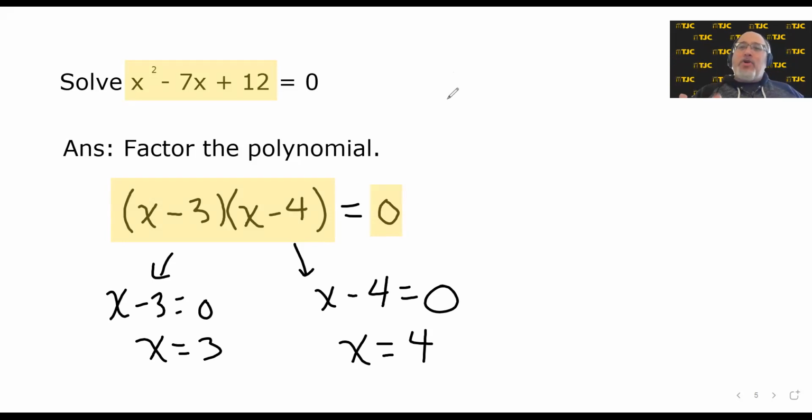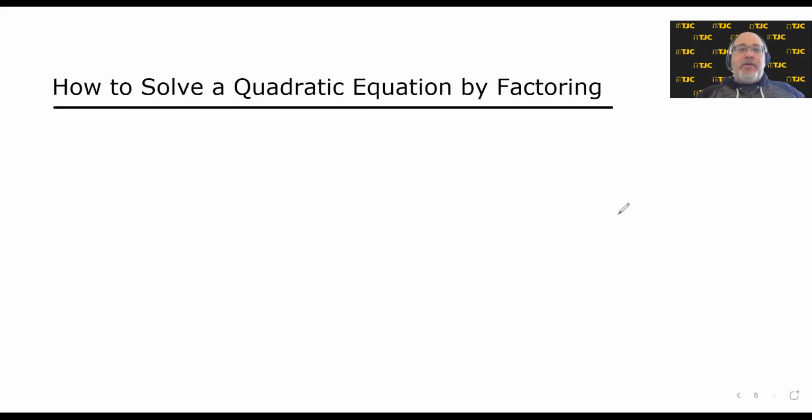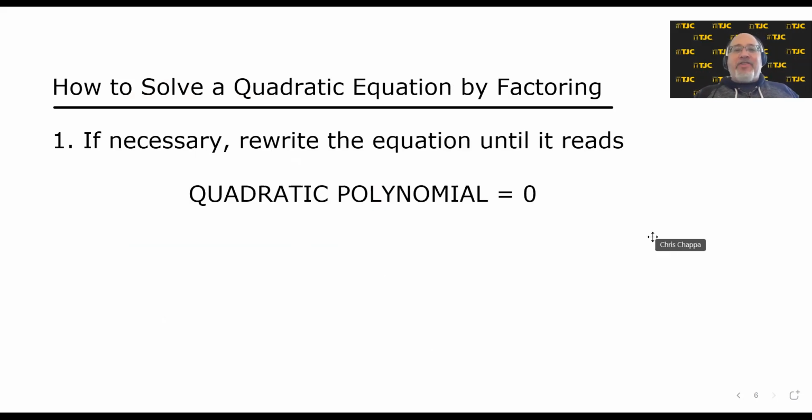So this is the key move, the key process for this video. And by the way, the technique that we just did, which I'm about to summarize, is going to be a recurring issue throughout the rest of the course: solving an equation by factoring. So how to solve a quadratic equation by factoring? 4 steps. Step number 1. If necessary, rewrite the equation until it reads quadratic polynomial equals 0. Remember, quadratic means highest power is x squared, and we want everything on the left and equal to 0 on the right.